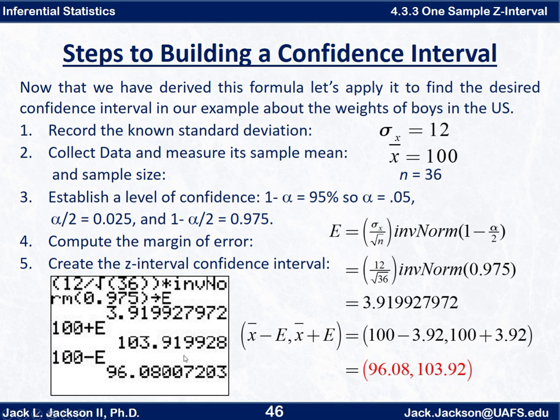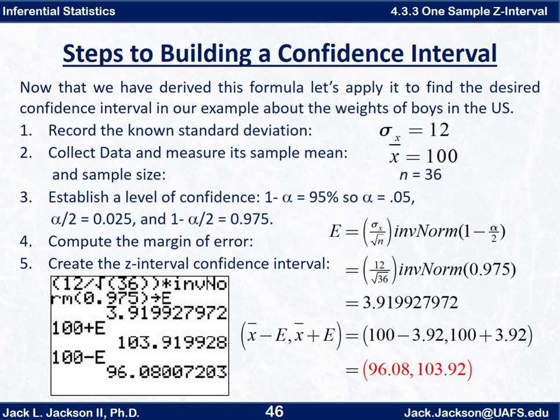And then our interval is just x bar minus E to x bar plus E. So we do 100 plus E and 100 minus E, and that gives us our confidence interval here, on the left side, 96.08007203 to 103.919928, and here I rounded off to the hundredths place, so that's 96.08 to 103.92.